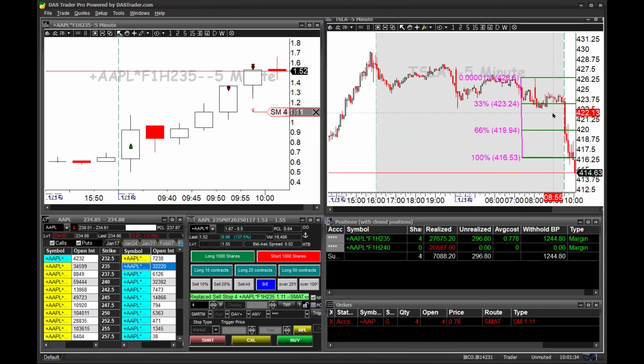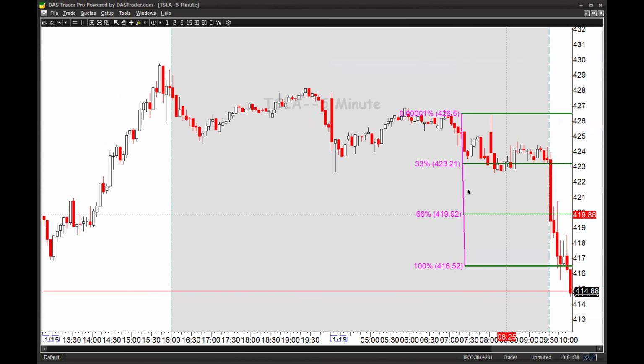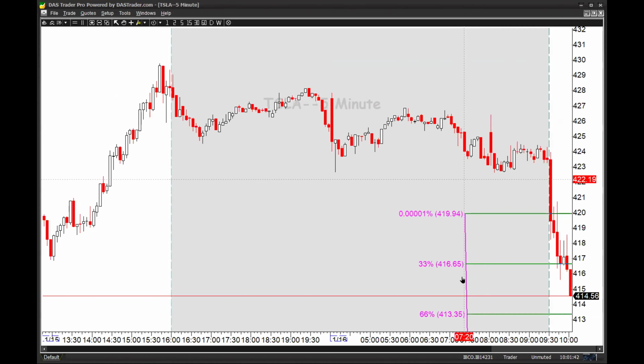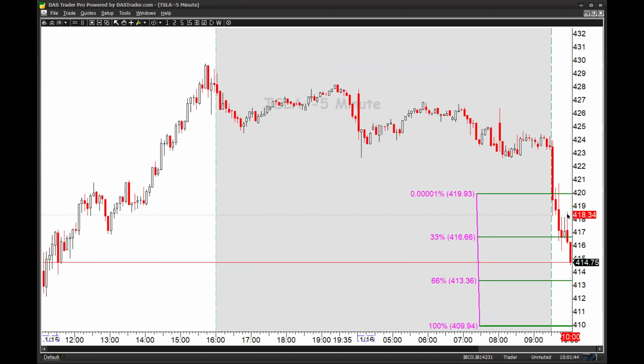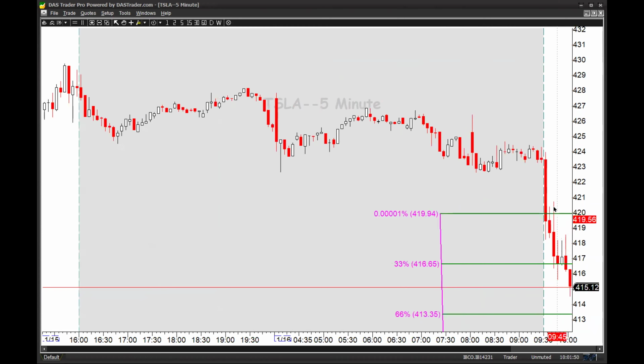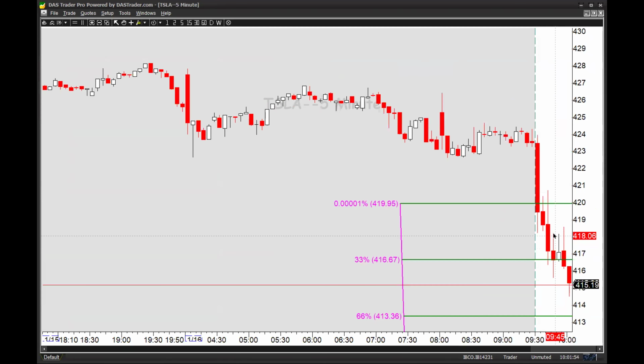Tesla, there you go. So the way I do this is just move the lines down. It was at 420, just put it down at 420 or whatever. There you go. Okay, so next target on Tesla, we have 413.36, then 409.94. So good ABCD pattern. Again, actually not a good one because of all the wicks.